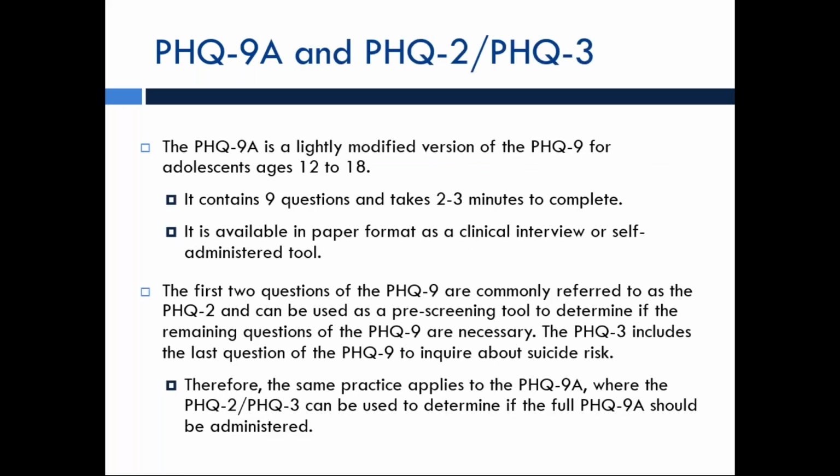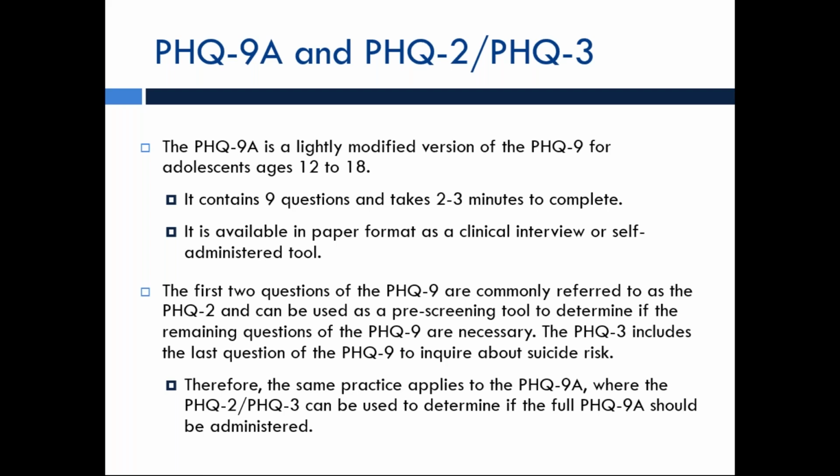So the A version, the one for adolescents, is lightly modified. It's very close to the original PHQ-9, for adolescents ages 12 to 18. The 9 questions only take about 2 to 3 minutes to complete, so it's perfect for busy practices. And it's available both in paper format as well as a clinical interview, and it can be self-administered as well as done face-to-face with a provider.